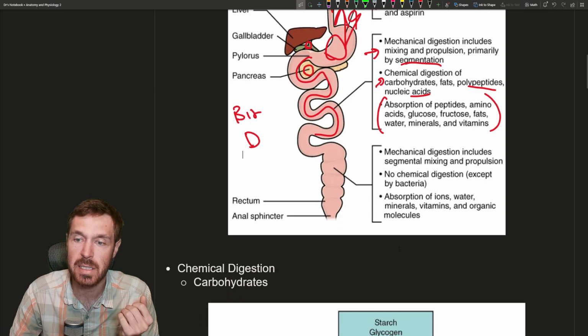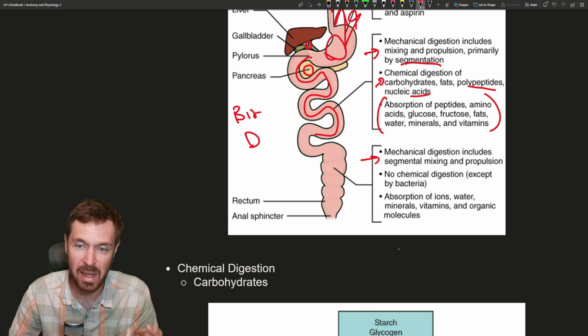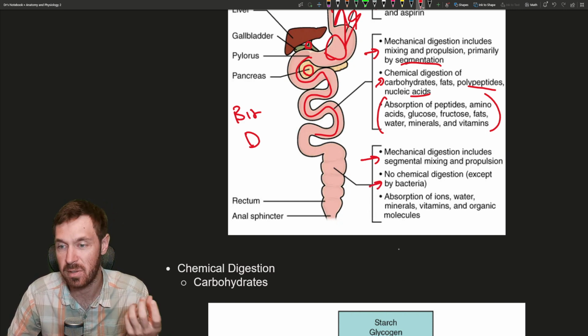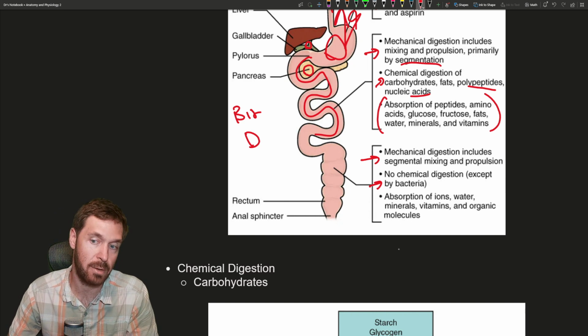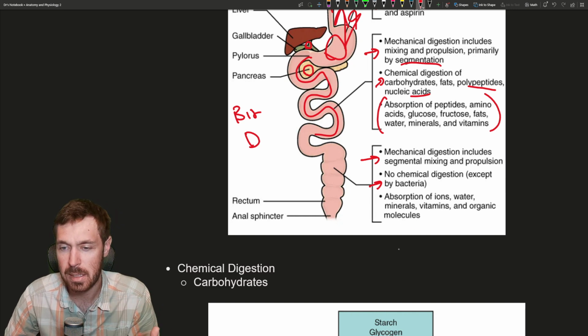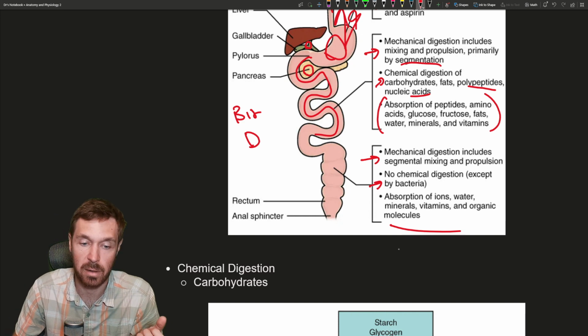And then in your large intestine, there is some mechanical digestion, but it's not as big of a deal at this point. There's no chemical digestion, so it's just your bacteria eating things now. You can absorb ions, water, minerals, vitamins, organic molecules, but other than that, there's not a whole lot going on in the large intestine except for just being a bacterial warehouse.